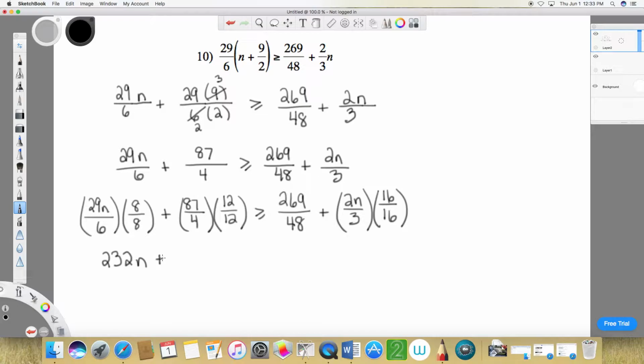And then 87 times 12, 1044, greater than or equal to 269 plus 2 times 16, 32n. All right, so if I subtract 32n from each side, I've got 200n is greater than or equal to, if I take 269 and subtract 1044, I get a negative 775.